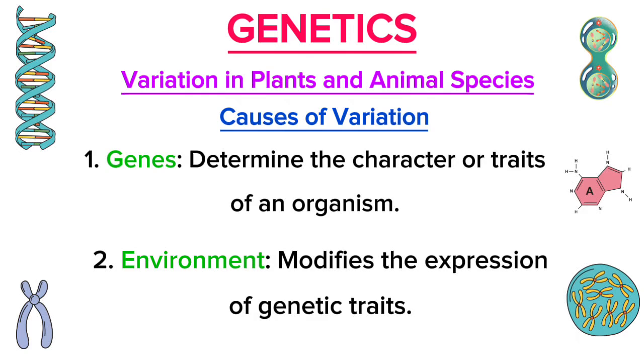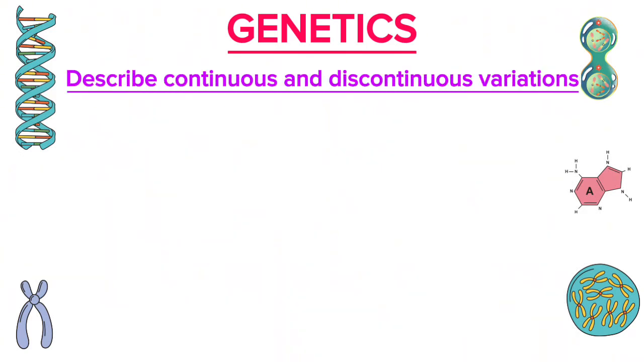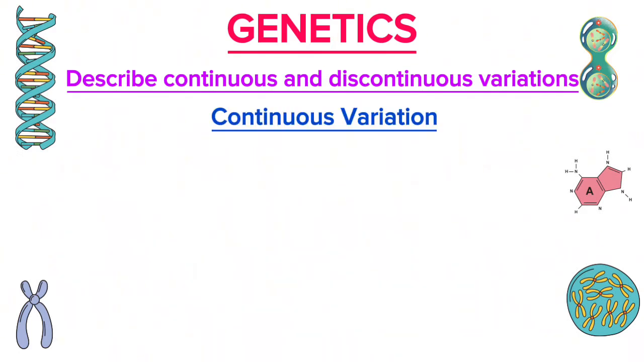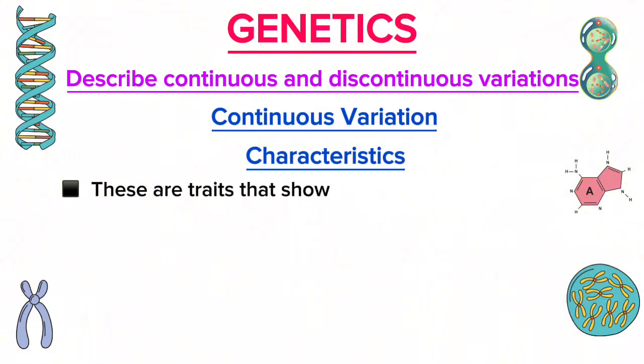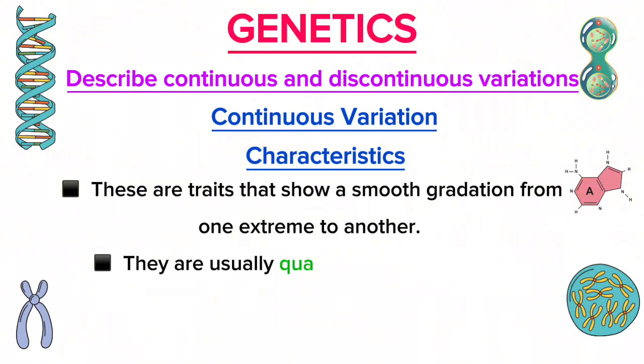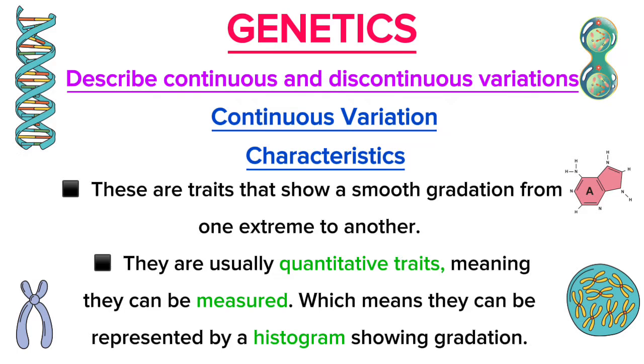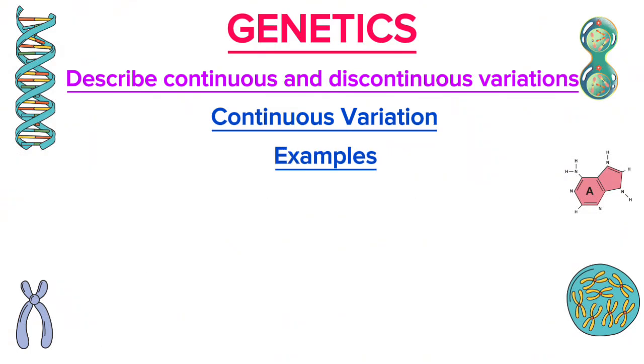Our next question is: describe continuous and discontinuous variation. So continuous variation, we're going to talk about characteristics. These are traits that show a smooth gradation from one extreme to another. They are usually quantitative traits, meaning they can be measured, and this also means they can be represented by a histogram showing gradation.